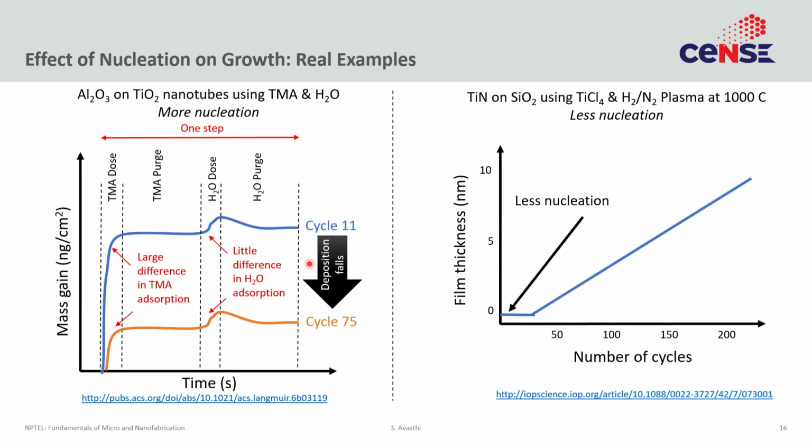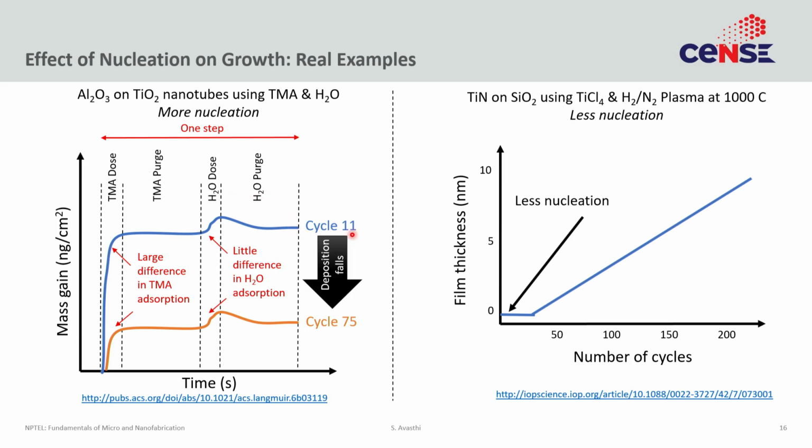So, what can we do about it, or how do we look at it? Here are two examples, one of more nucleation and one of less nucleation. This is the same mass gain as a function of time curve that I showed you before. The curve you have seen before is this orange one, right. This is the basic TMA reacting with water to form aluminum oxide. But if you try to do this reaction on titanium dioxide, it turns out that TMA has an enhanced sticking to the titanium dioxide surface.